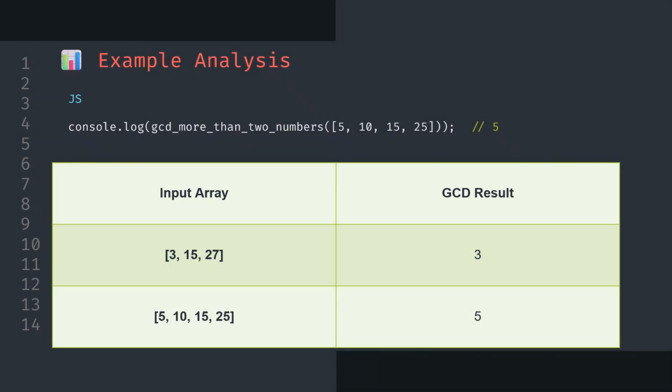Let's test it. In 3, 15, and 27, all numbers share 3 as the largest common factor. In 5, 10, 15, 25, that value is 5. These results confirm our logic is solid.